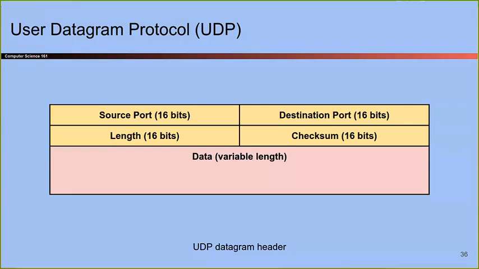And here's the packet. You'll notice it's extremely simple, much simpler than TCP because it's just the regular IP with the data, and I put a source and destination port on top. And that's it. That's UDP.